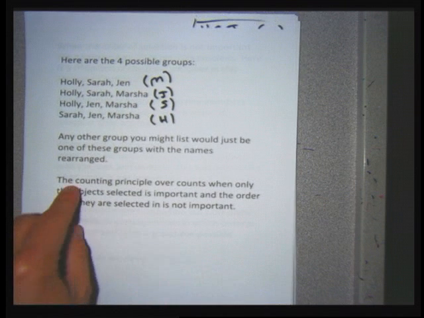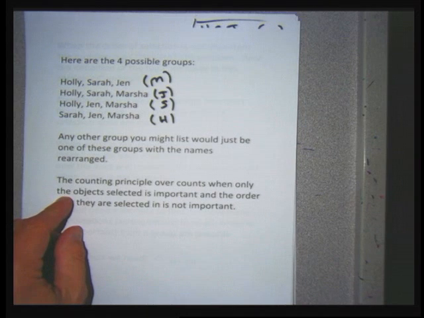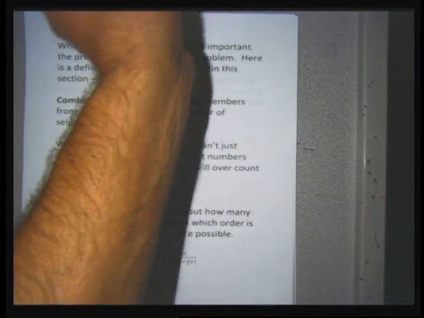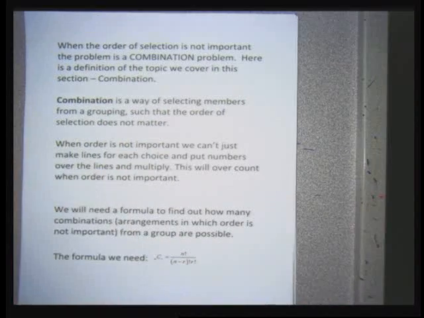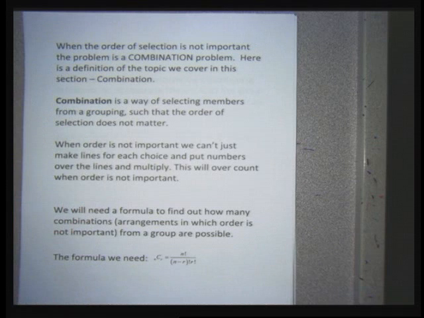So the counting principle overcounts when only the objects selected are important, and the order that they're selected in is not important. So these problems are all combination problems. Combination is a way of selecting members from a group in which the order doesn't matter. The formula is here. It's more complicated than I want.